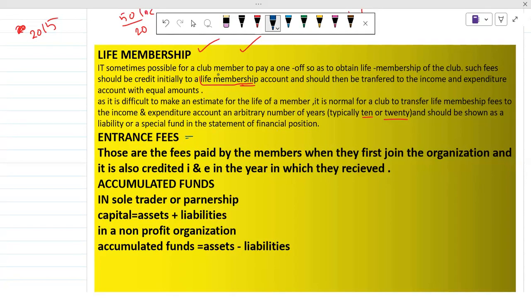Okay, so we were discussing life membership, and we already discussed how to treat a life membership account in our accounting for O Levels and IGCSE accounting. After that, we were discussing the income of NPOs.